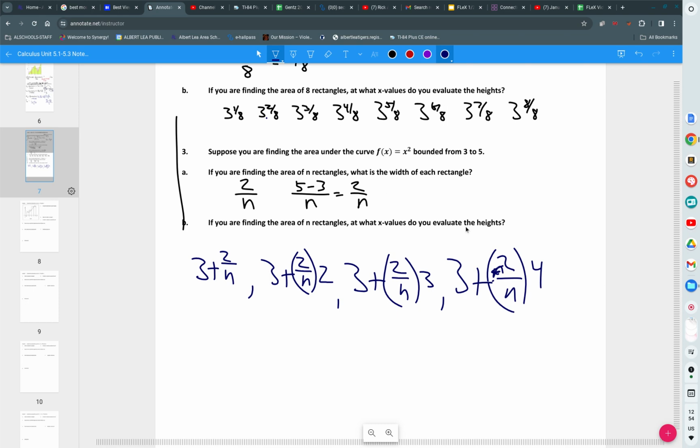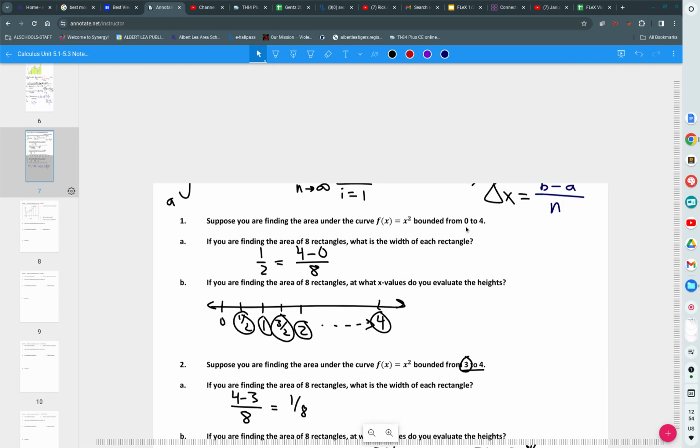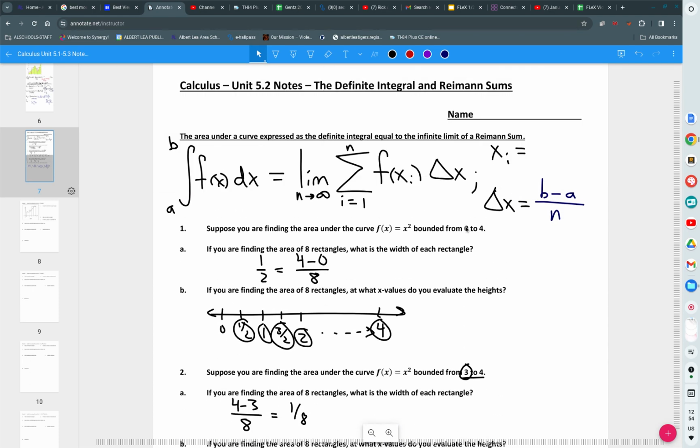Now let's understand what this means in context of this type of problem. We say that x sub i, that's the spot where we evaluate our heights. So to understand what this piece is saying, all you need to understand is that this thing right here means the area. That's all it means, okay? And then what this means is we're going to have an infinite number of rectangles.